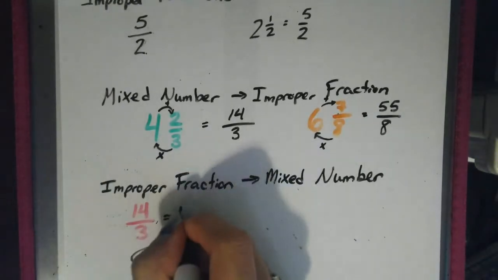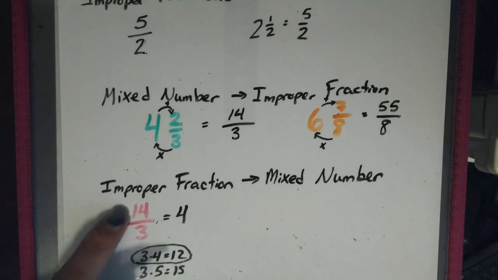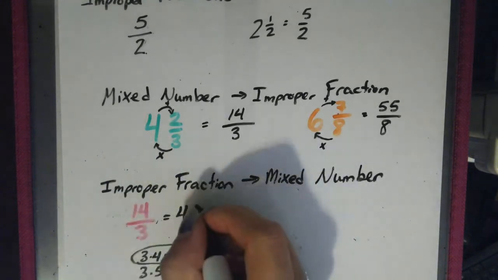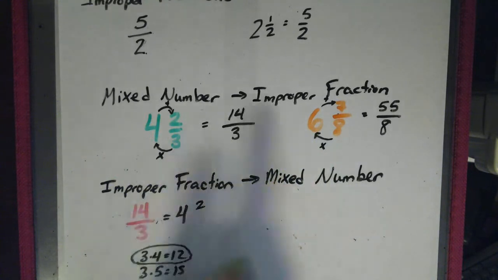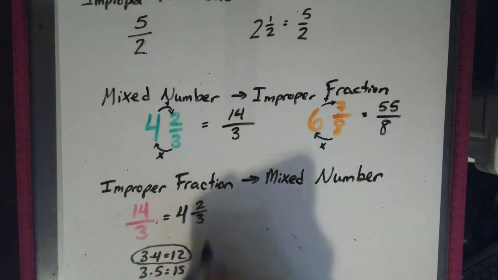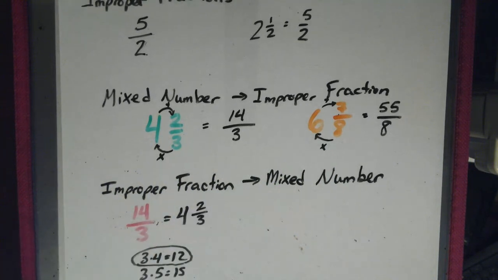So I'm going to have a whole number of 4. Then I ask myself, how many are left over? I was able to come up with 12 of them, but I have 14 total. That means I have 2 left over. And then the denominator stays the same. It was 3, so it stays a 3. So we get 4 2/3 because 3 goes all the way into 14 4 times, and then there's 2 left over.